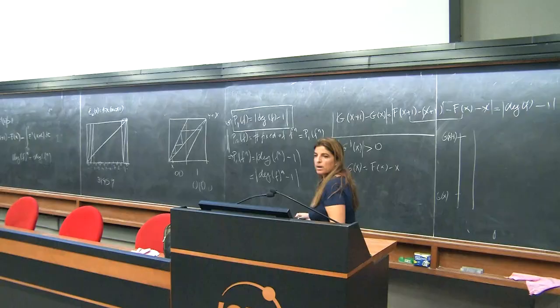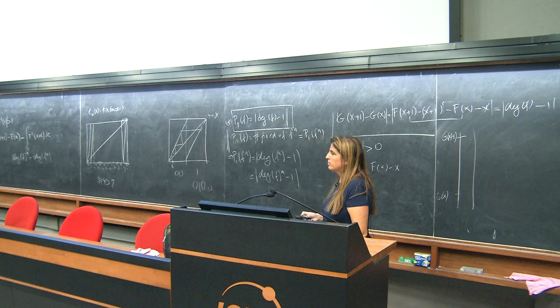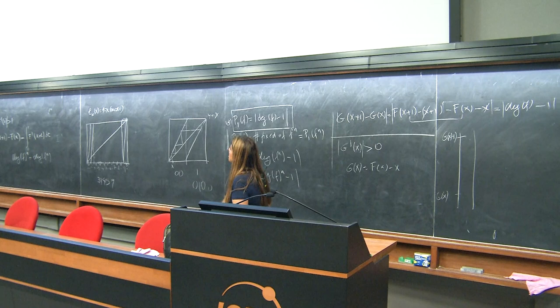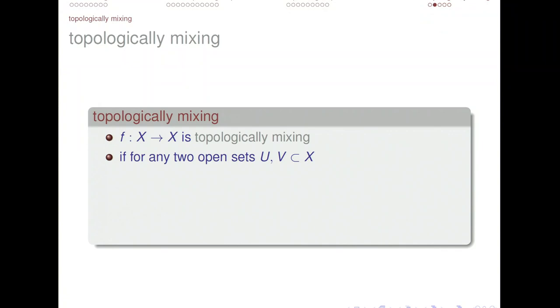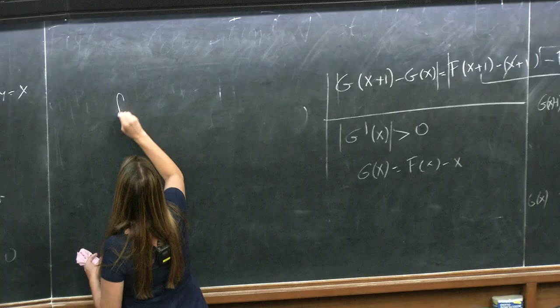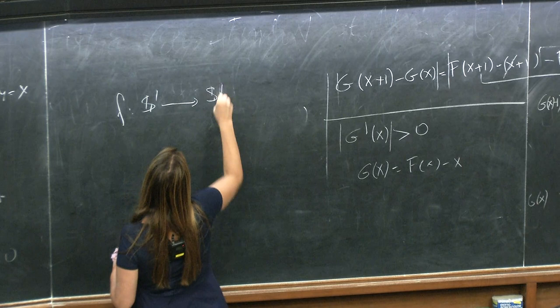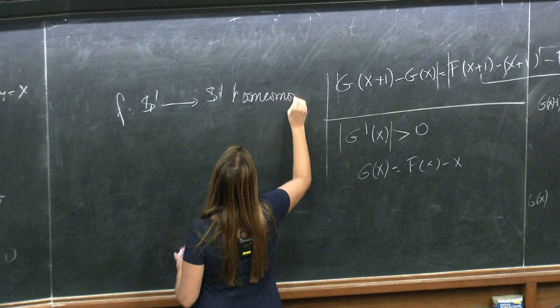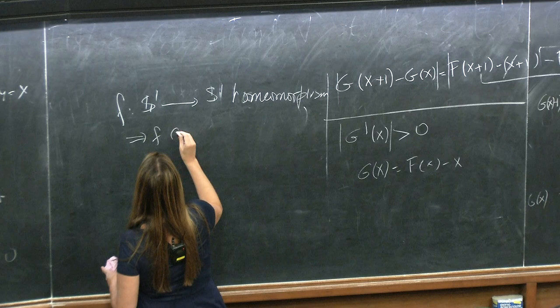Okay, so to finish, I have 3 minutes, but I will define, you already know this. It's just a remark. We will say that f is topologically mixing if for any two open sets we have this, and in particular, there's another exercise. If it's a homeomorphism on the circle, then f is not topologically mixing.